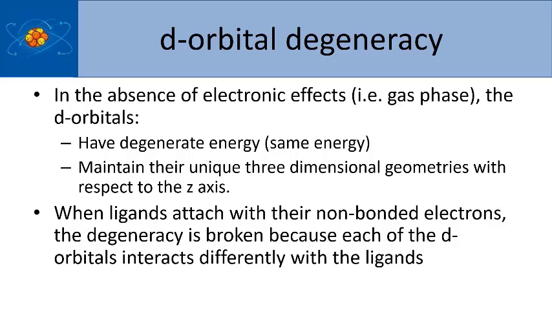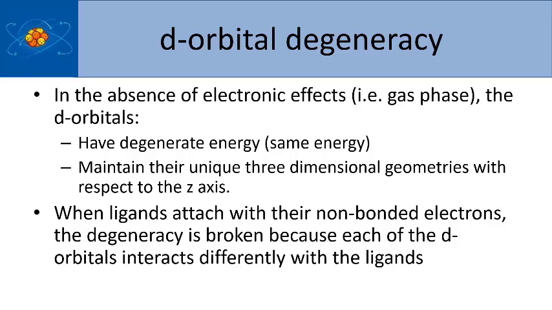So in the absence of electronic effects, that actually means without any electrons in the d orbitals and without any ligands around, like in the gas phase, or perhaps also for the situation where you have an equal number of electrons in all the orbitals, all full or all half full or all empty, in that case the orbitals will have degeneracy. That means they have the same energy. Okay, let me draw this up, but let me read through this real quick.